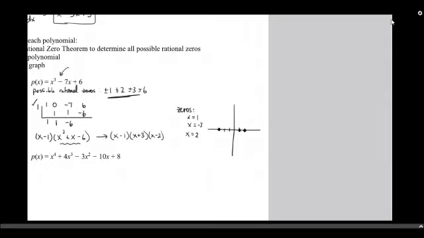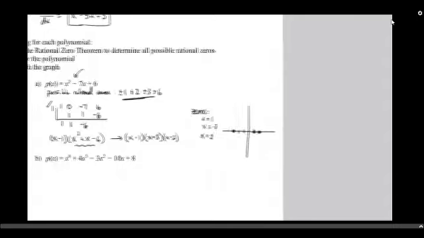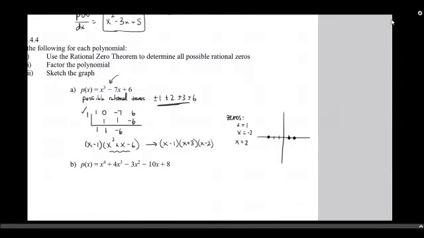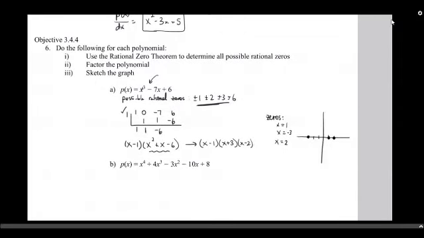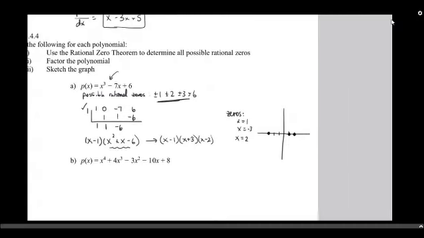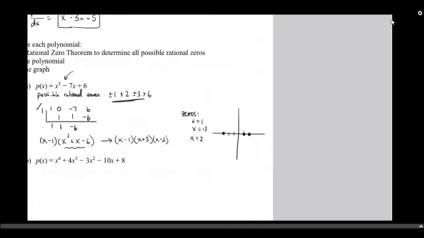And all of those have multiplicity 1, which means the graph's going to cross through at each of those x-intercepts. Now remember, when we graph, I also want you to find the y-intercept. You find the y-intercept by letting x equal 0. So if all the x's are 0, that leaves us with a positive 6. So the y-intercept is positive 6.